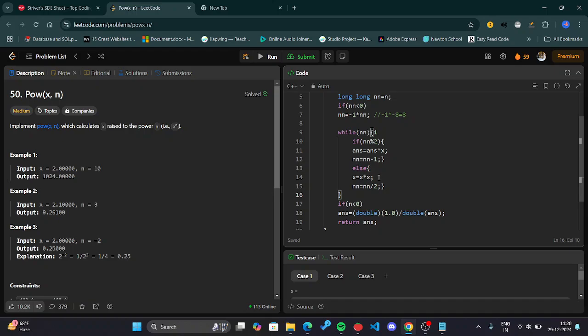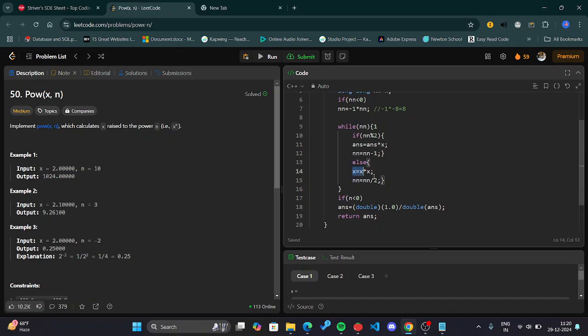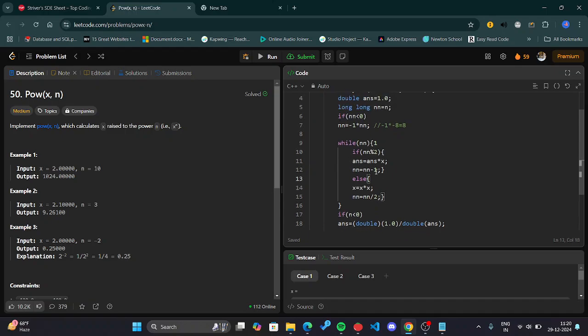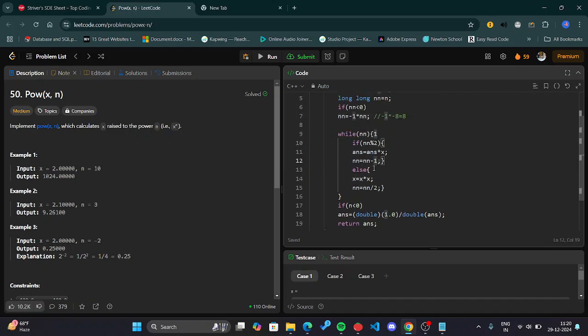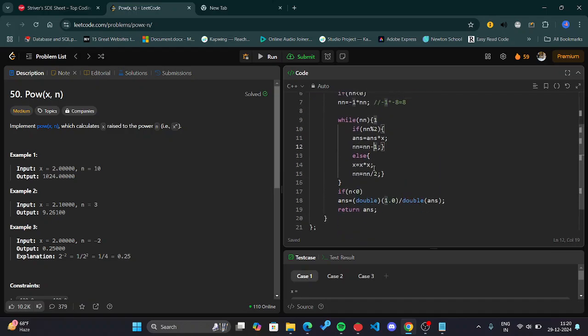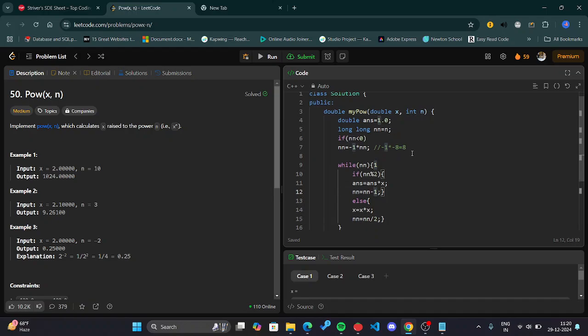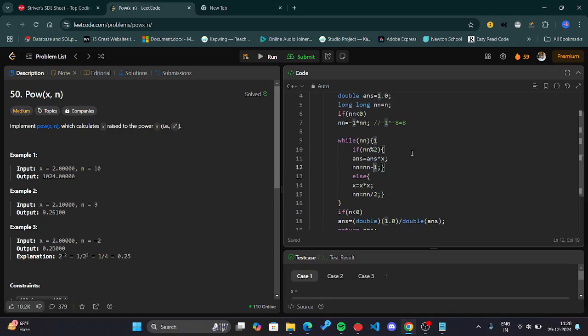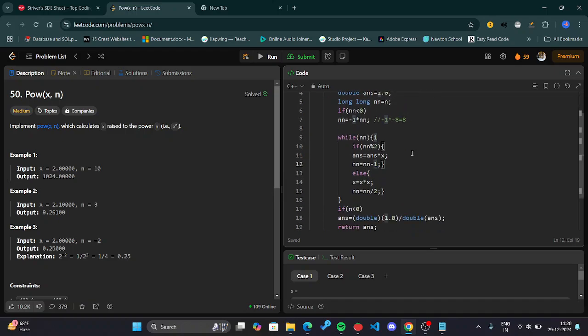And for the odd case, this is how we find the power for even power. To calculate the power for odd, we do answer is equal to answer into x, and the power is always reduced by 1 in every step. It's completely mathematical derivations, which we have already studied in class 7 or 8, I guess, as much as I can remember.